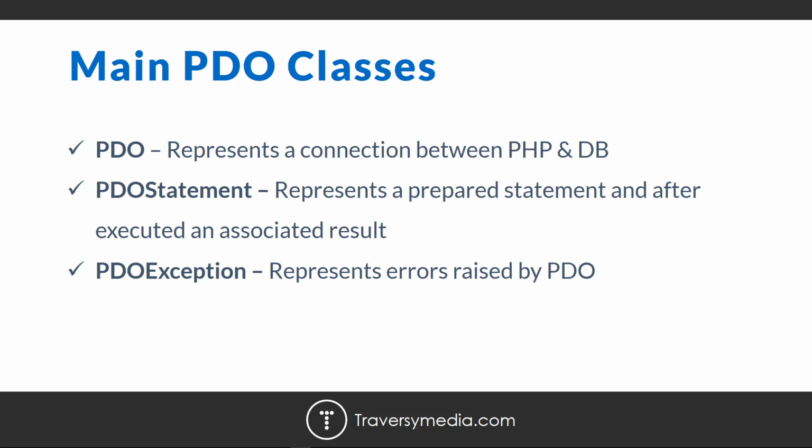So with PDO, you have 3 main classes. You have the PDO class. This basically represents a connection between PHP and the database. This is where we plug in the DSN, which I'll talk about later.